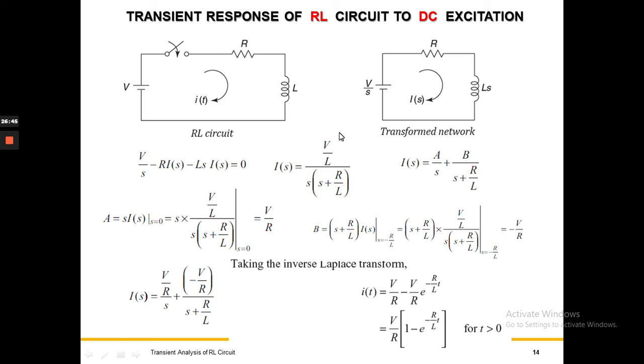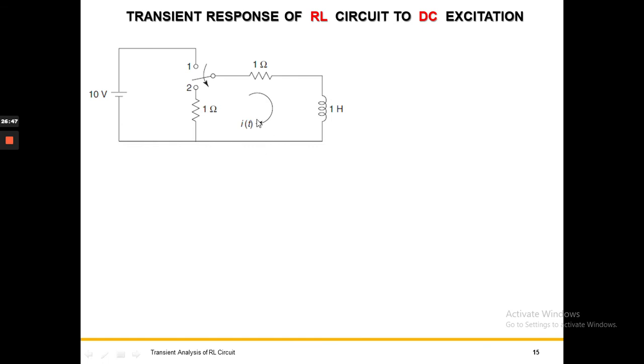Let us see some more examples with different circuit combinations and different values of resistance and inductance. In this network, initially the switch is in position 1, and at time t equal to 0 it is changed from position 1 to 2. When in position 1, current will be charging the inductor through this path. First you have to find out the initial condition. So in position 1, you find out the initial condition.